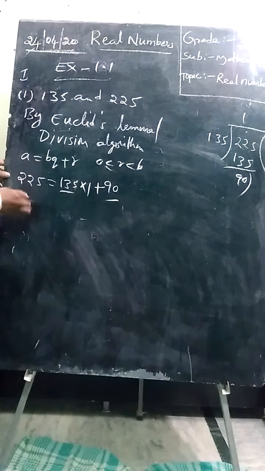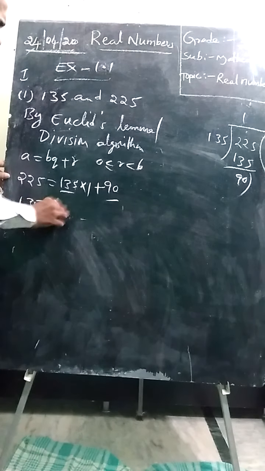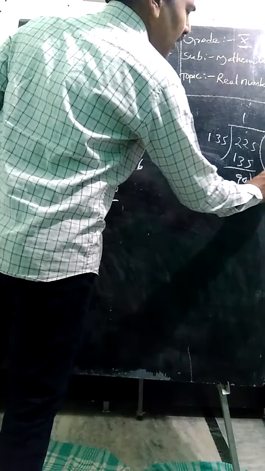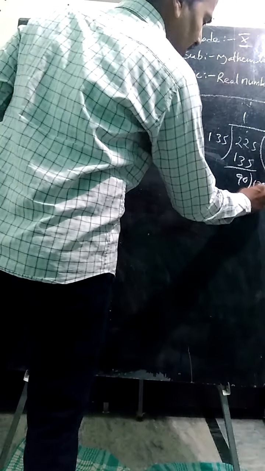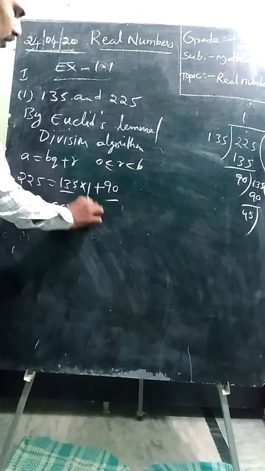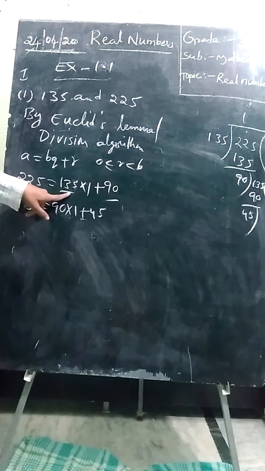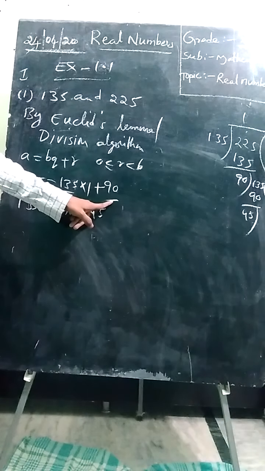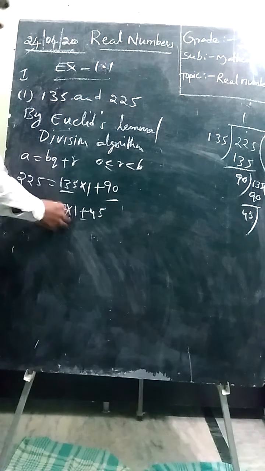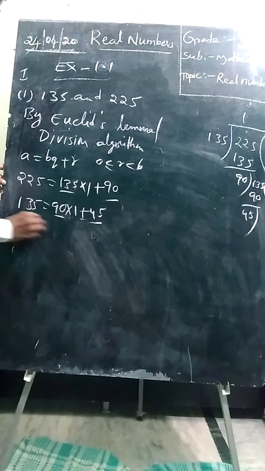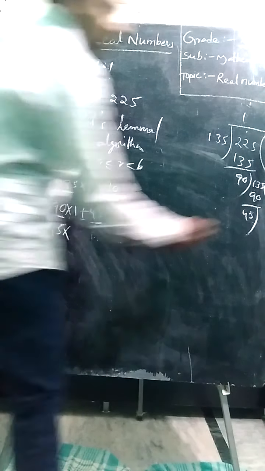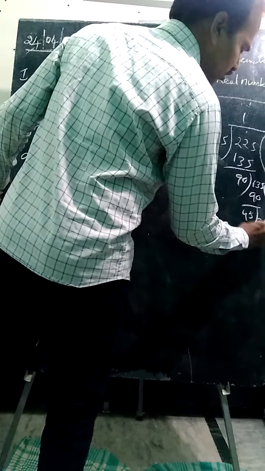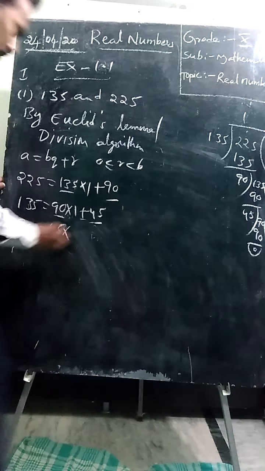Now in these two numbers, 135 is larger, so 135 becomes the dividend and 90 the divisor. If you take 90 times 2, that is 180, not possible. Again 90 times 1 is 90, so we have remainder 45. So 135 equals 90 into 1 plus 45. In this step, the divisor becomes the dividend and the remainder becomes the divisor, and we continue. If you take 45 times 2, that is 90. So in this step we got 0 remainder.